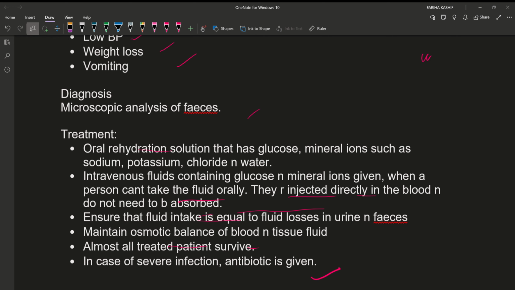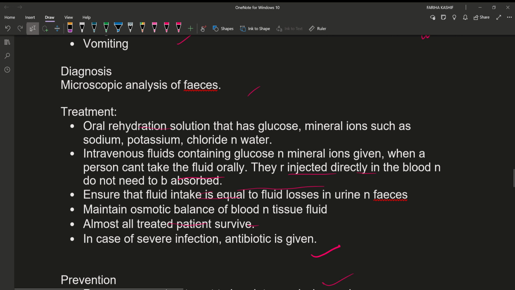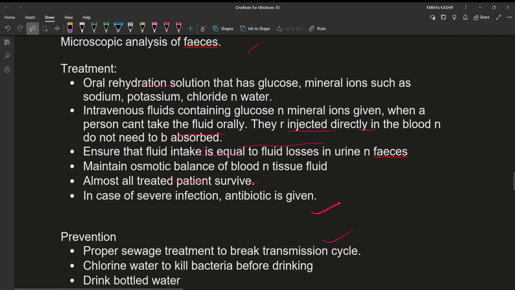Now, intravenous fluid is used if the person is not able to take fluid orally and has lost so much water. This fluid also contains glucose and mineral ions, and is given when a person can't take fluid orally. They are injected directly into the blood and do not need to be absorbed. Ensure that fluid intake is equal to fluid loss in urine and feces. Maintain the osmotic balance of blood and tissue fluid. Almost all treated patients survive. In case of severe infection, an antibiotic is given.